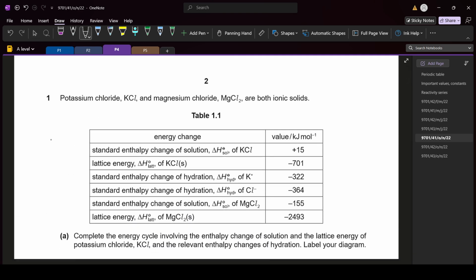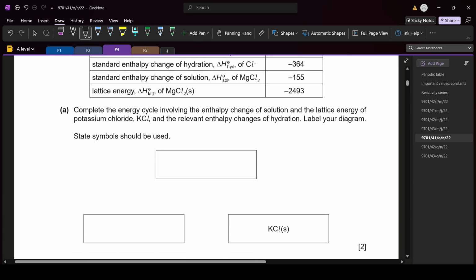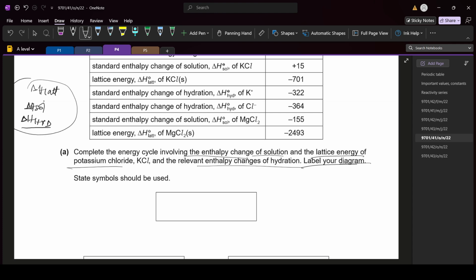Question number 1. Potassium chloride and magnesium chloride are both ionic solids. Complete the energy cycle involving the enthalpy change of solution and lattice energy of potassium chloride and relevant enthalpy changes of hydration. In this question, you must remember the definitions of enthalpy change, lattice enthalpy, enthalpy change of solution, and enthalpy change of hydration.